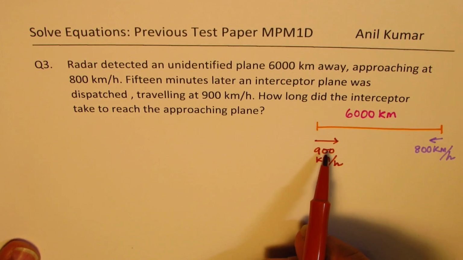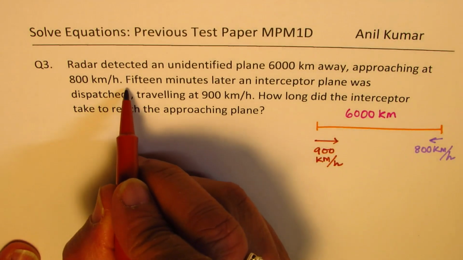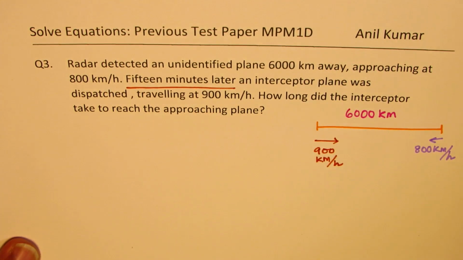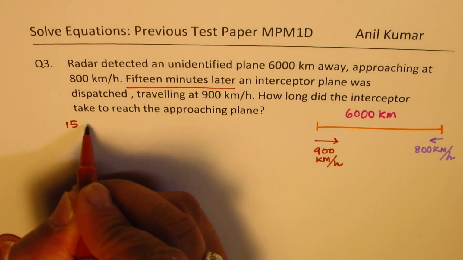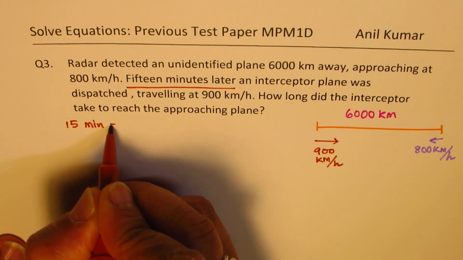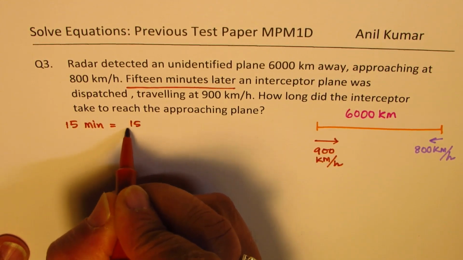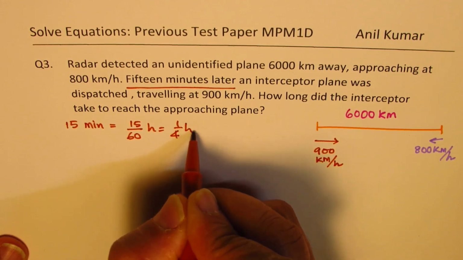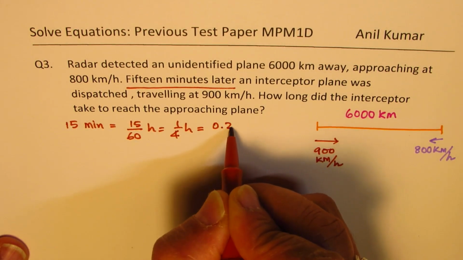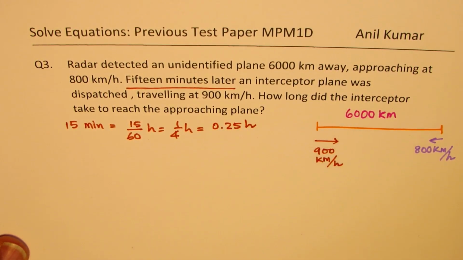But this plane is dispatched 15 minutes later. So what does that mean? When I say 15 minutes, that means 15 over 60 of an hour, or quarter of an hour, right? Which you can write as 0.25 hours. Is that clear? So somewhere in between they are going to meet. We need to find that time, right?